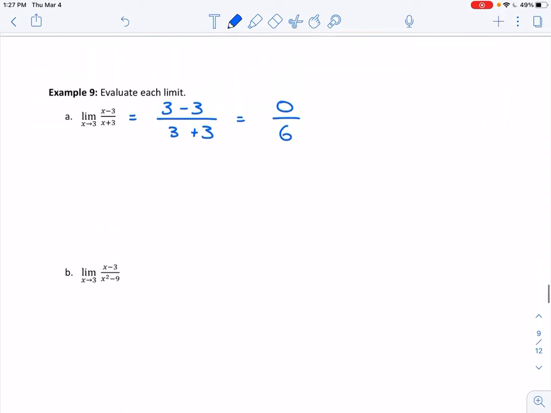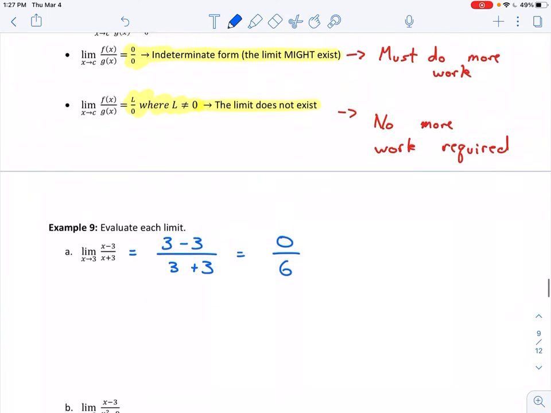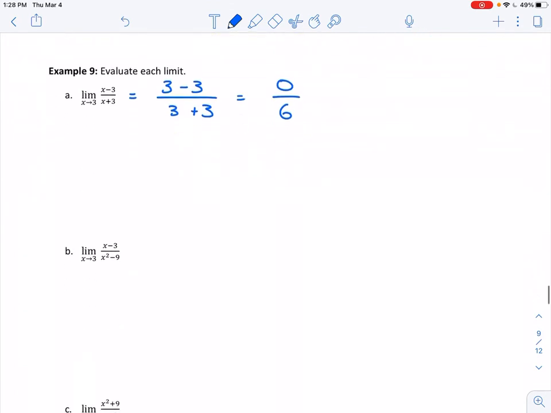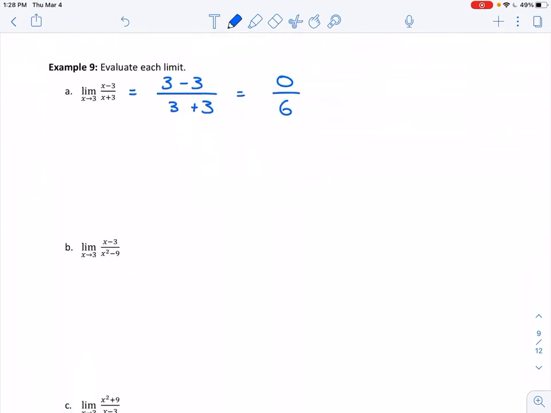Because in the last video, we said if you end up with 0 divided by 0, that's indeterminate form, and if you have L divided by 0, that limit does not exist. Well, in this case, I don't have either one of those things. I've got 0 in my numerator, but not in my denominator. And 0 divided by 6 is simply 0.